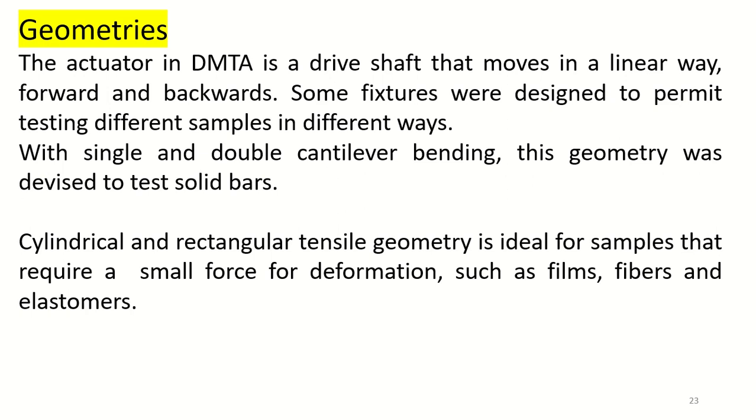The next one is geometries. The actuator in DMTA is a drive shaft that moves in a linear way forward and backward. Some fixtures were designed to permit testing different samples in different ways. With single and double cantilever bending, the geometry was devised to test solid bars. For example, laminates can be directly tested in this manner. Thin layers can also be tested on a solid bar support.